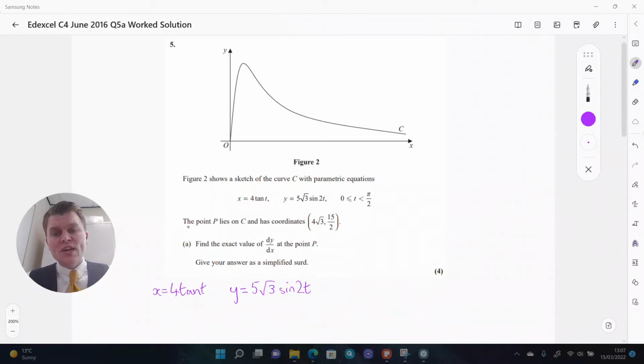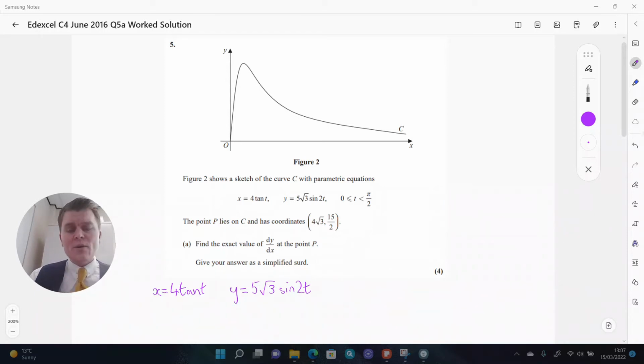What it goes on to look at is we've got a point P, it lies on the curve, and it has the coordinates 4 root 3, 15 over 2. Part A of this question asks for the exact value of dy by dx at point P, giving your answer as a simplified surd. So as soon as you see exact value, you want to be using no calculator for as long as possible until the very end. And just pay attention to the fact it wants a simplified surd as well.